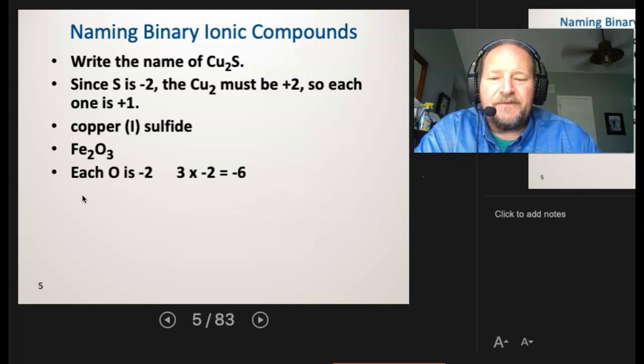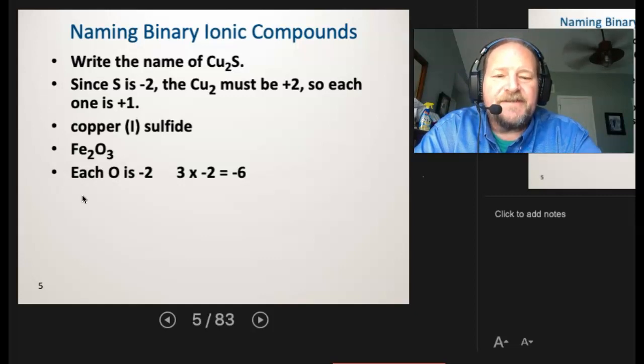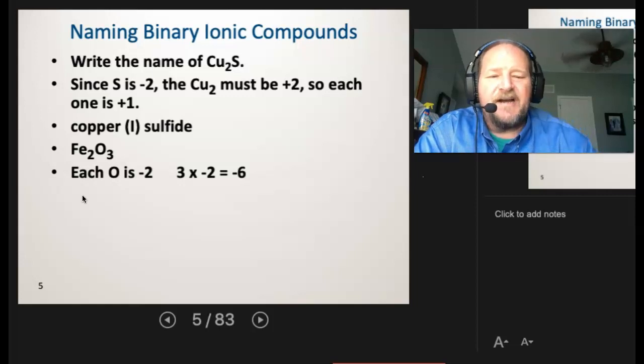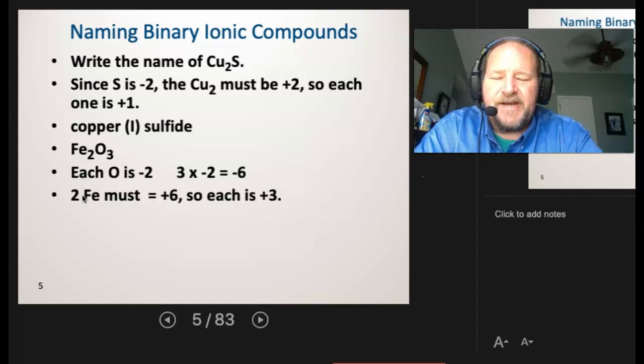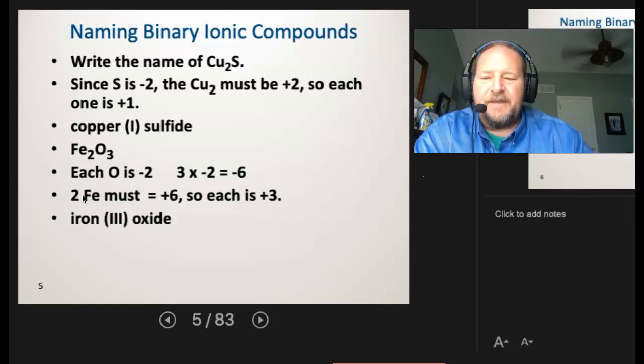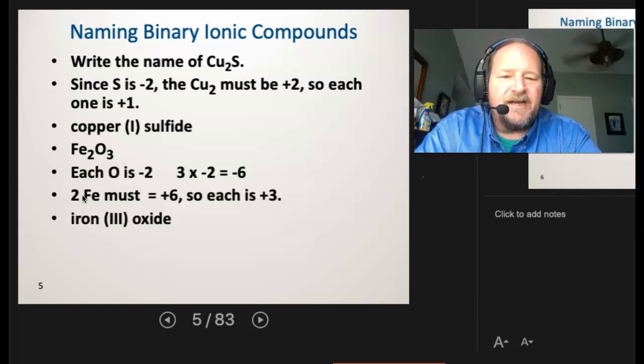-2 times 3 gives me -6. So I have a total anion charge of -6. I need a total positive charge of 6. So I need cations to be a total of +6, but this time we have 2 iron. So I'm going to take the +6, divide by 2, and that gives me +3. So the iron here has to be a +3. And so the name becomes iron 3 oxide.